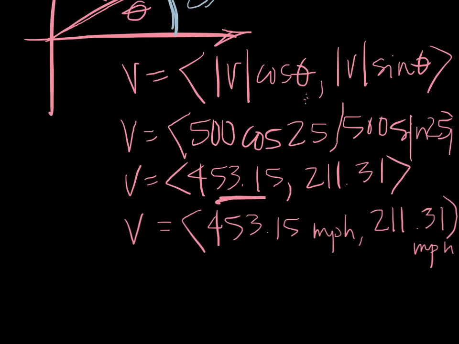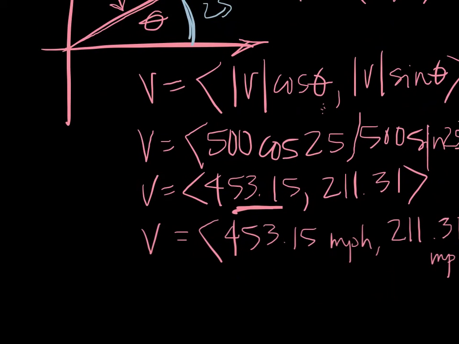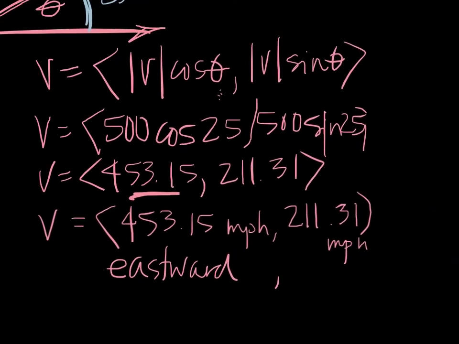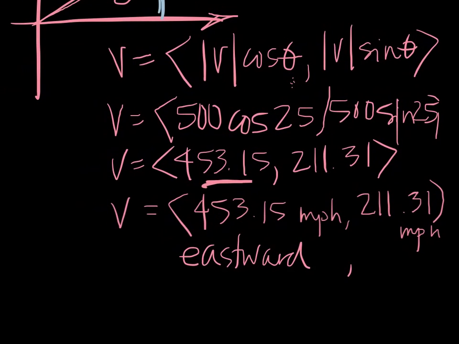This vector in component form, 453.15, that's telling you you're going 453.15 miles per hour in the eastward direction. And then you're going 211.31 miles per hour in the northward direction. That's what they want you to do, if they want you to split it or write it in component form. Okay, have a go at your homework.